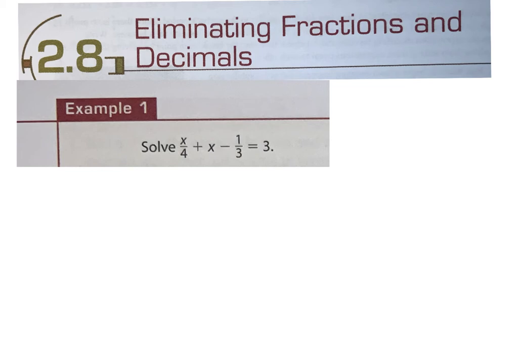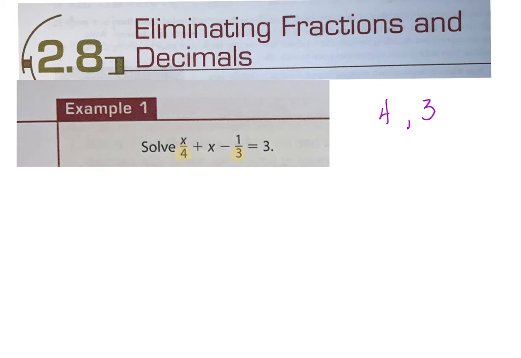And so one of the methods is just to eliminate the fractions altogether. This does not mean just cross them out and pretend they don't exist. This means we're going to use those denominators to actually get rid of them, okay? And so the first thing you're going to do when you come to a problem like this is you're going to look at all the denominators. So I have a 4 as a denominator and a 3 as a denominator. So my denominators are 4 and 3, all right?